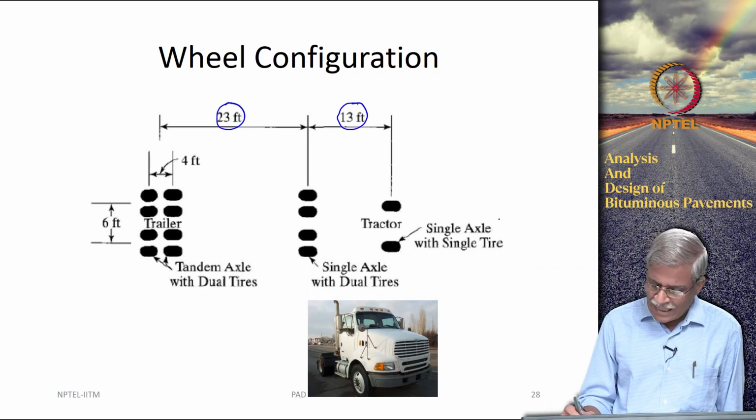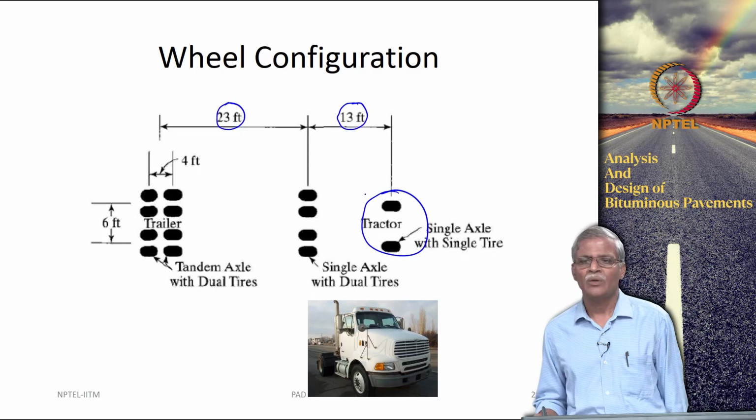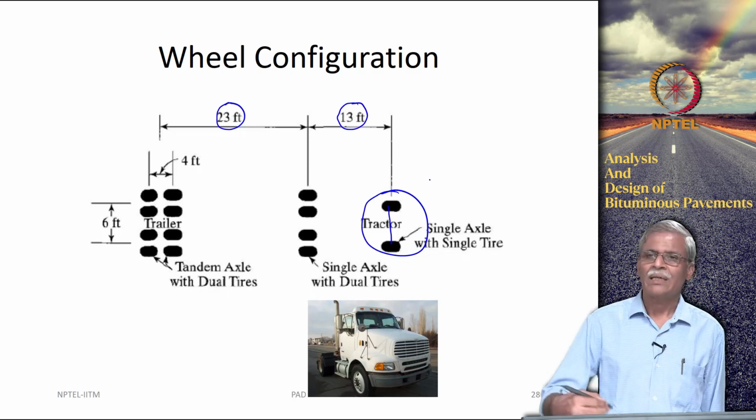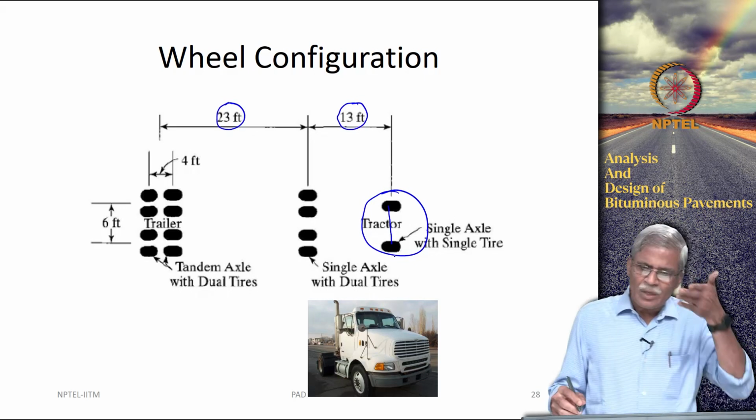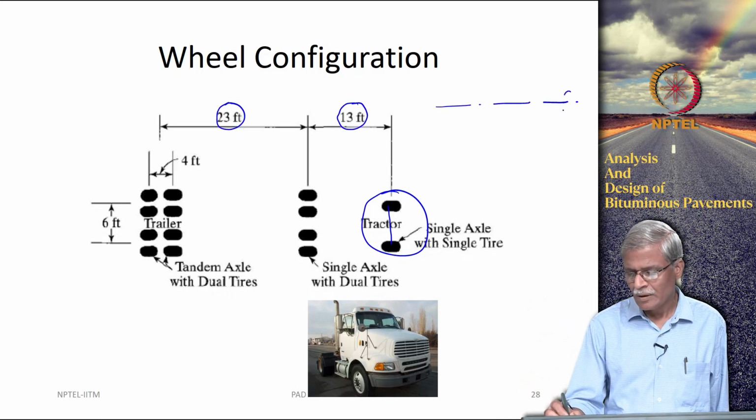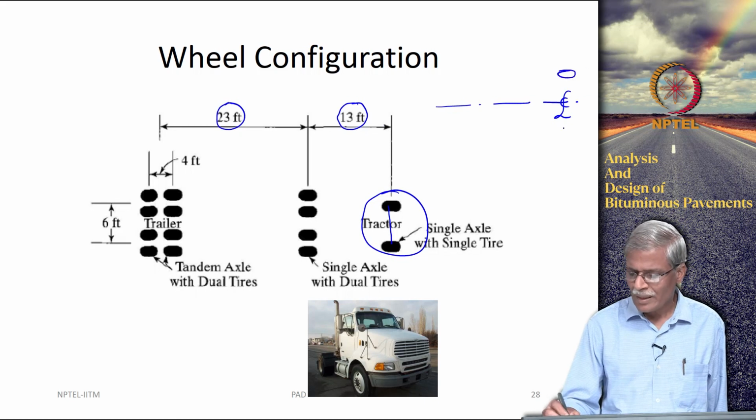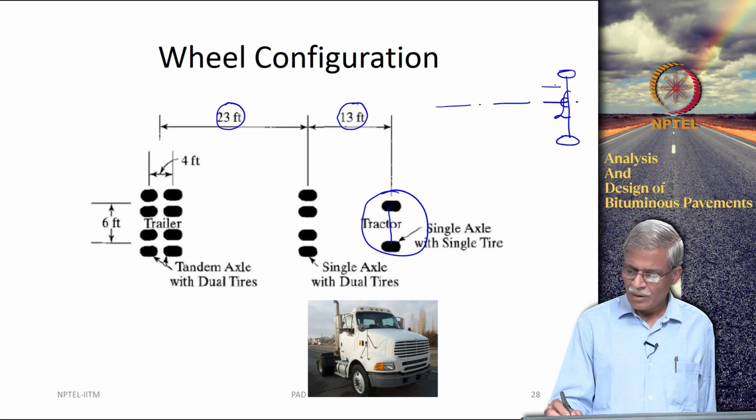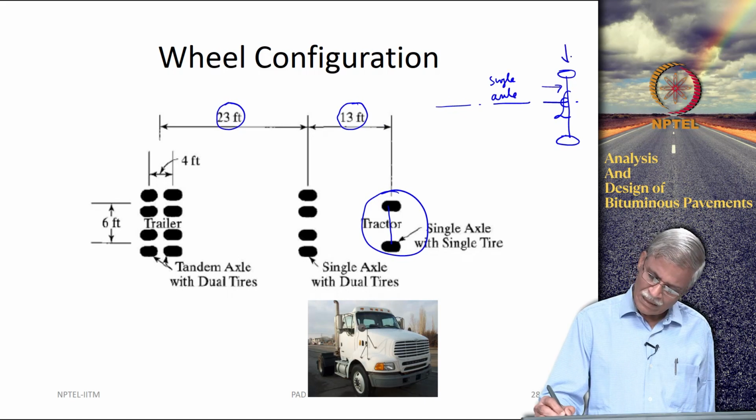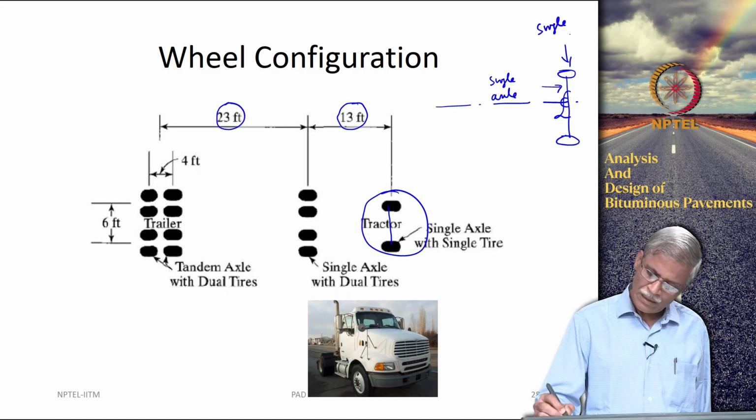So, a single axle with a single tire is given like this. This is the one. You have a single axle and there is a single tire on either side. When we are talking about a truck, you are really talking about the center line. So, you have one tire here, you have one tire here. This is what we call a single axle and single tire.